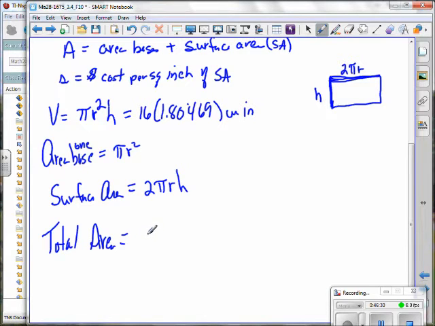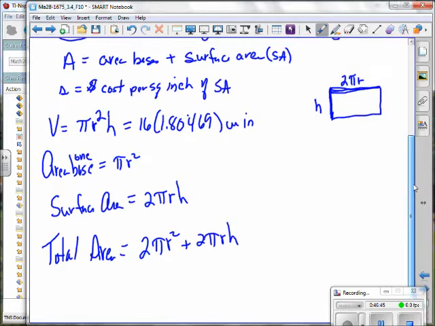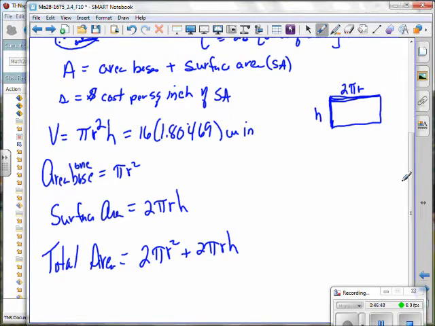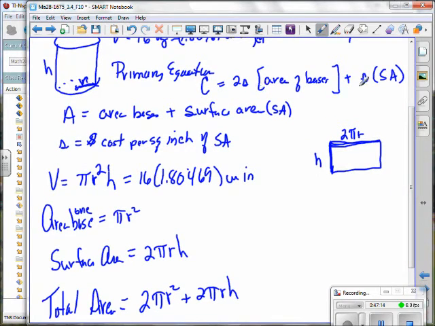Okay, so the total area is going to be 2 bases, so I need to have 2 times pi r squared plus 2 pi r h. I'm still in 2 variables, though. Any way I can get down to 1 variable? I need to get it down to 1 variable. What can I do? Because I can't begin to minimize cost until I have that.